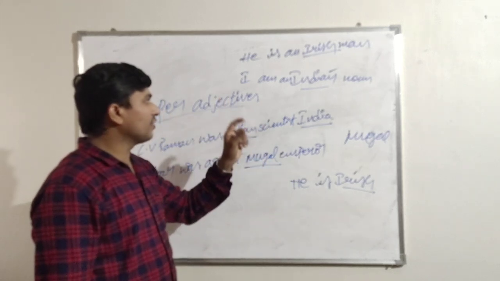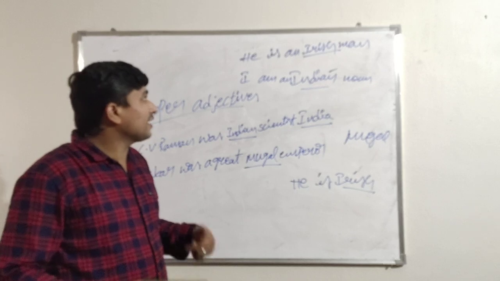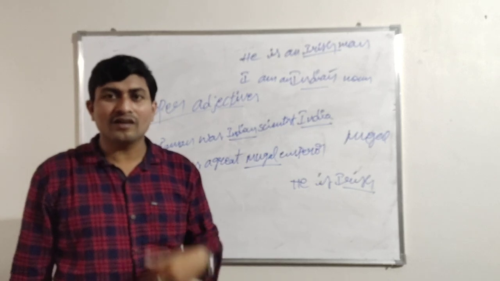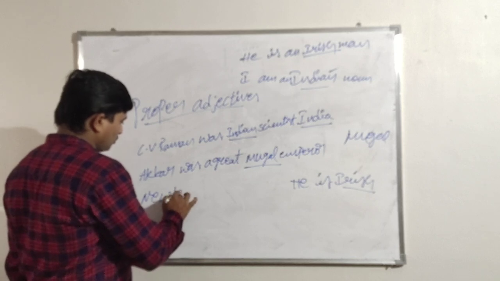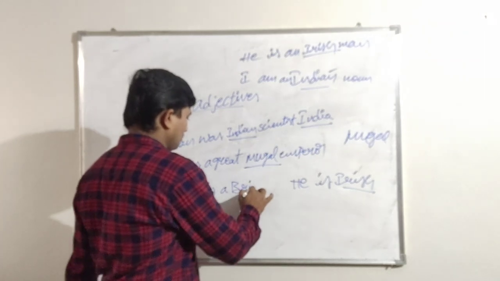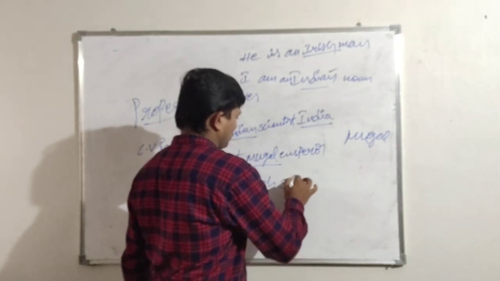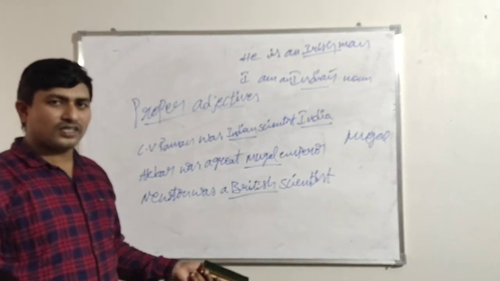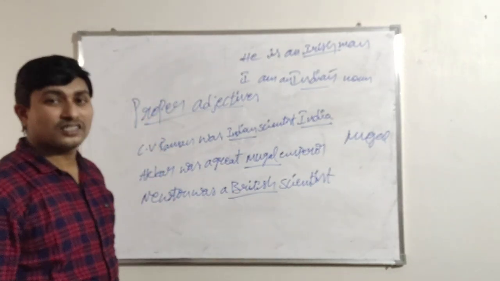So here I have already given one example. I am an Indian. He is an Irishman. He is British. But see here, Newton. Newton was a British scientist. Actually, British is a noun here, but here it is known as an adjective. It is known as a proper adjective.